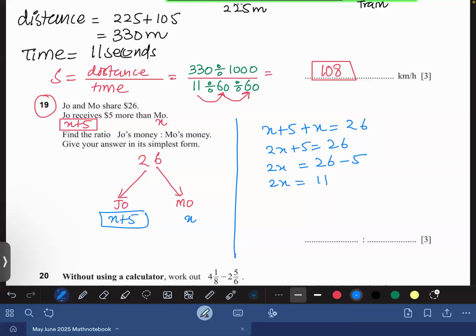11? No, sorry, my bad. 21. So x is equal to 21 divided by 2. So x is equal to what? 10.5. Okay. So now just wait a second.